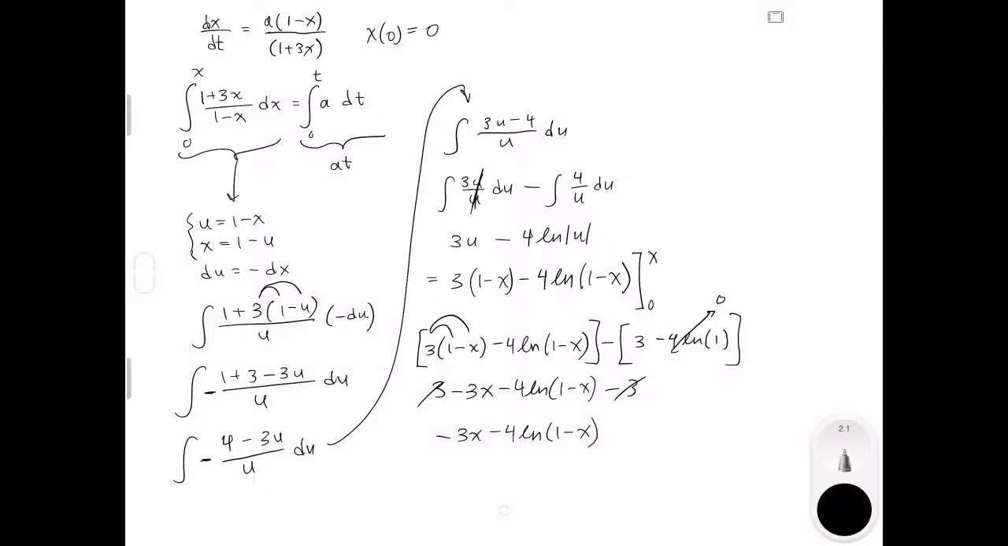And again, that's the left-hand side. We equate that to the right-hand side, which was at. And solving this for x is a little bit of a headache, so we're not going to do that. So that's the relationship then between x and t. And solving for t is actually easy. You just divide by a, but that's how you solve this differential equation.